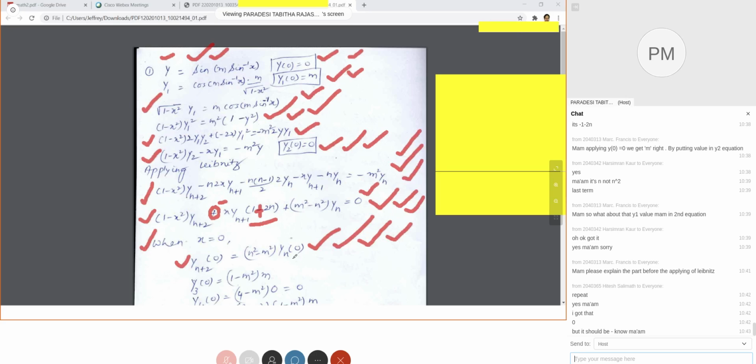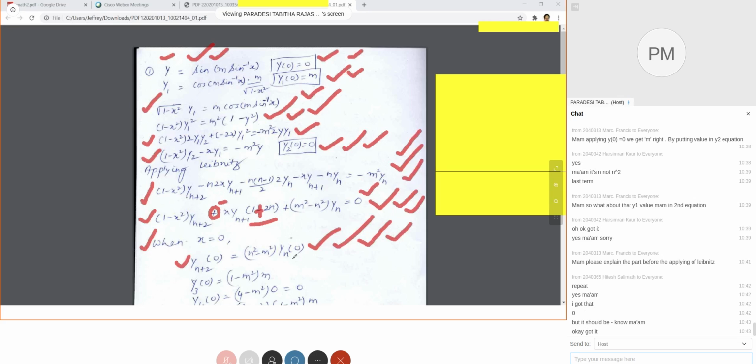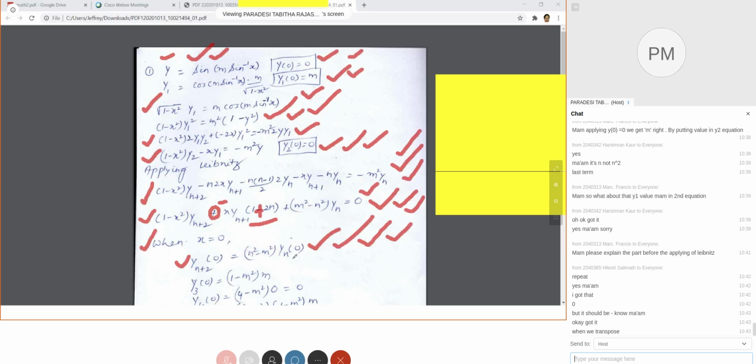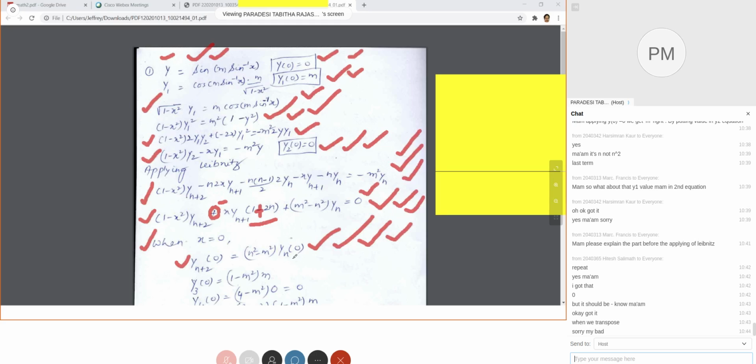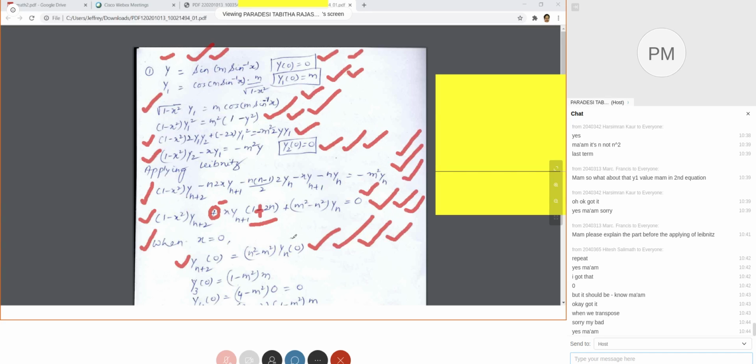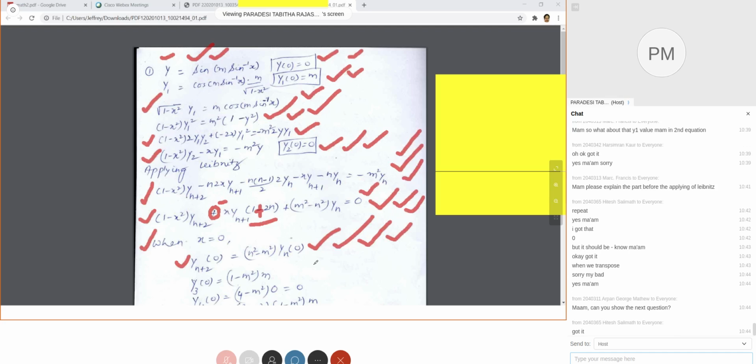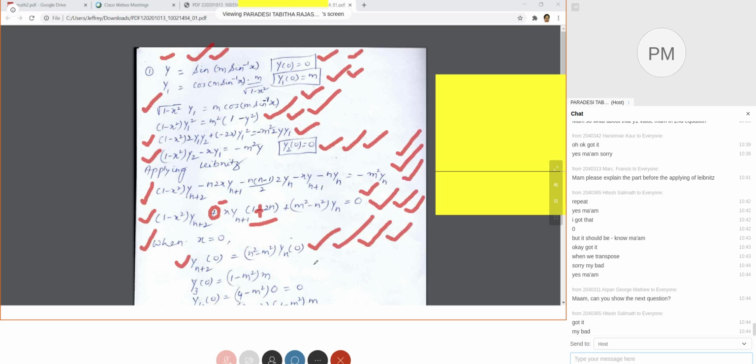It should be minus. Oh, but it should be, what is it? Minus, where is a minus coming? Before applying Leibniz, yeah, I'll explain. When we transpose, that minus I took care of it inside. I sent the minus inside. So m square minus n square on the left hand side became n square minus m square on the right hand side. We just changed their position. You can keep the minus sign as it is. No problem. Okay, so this much.